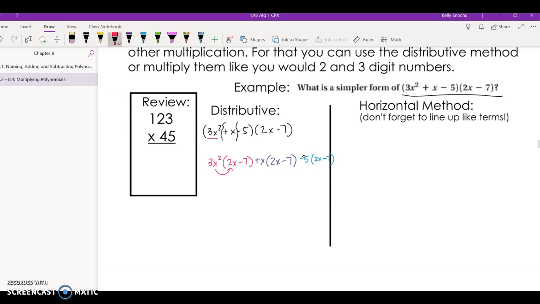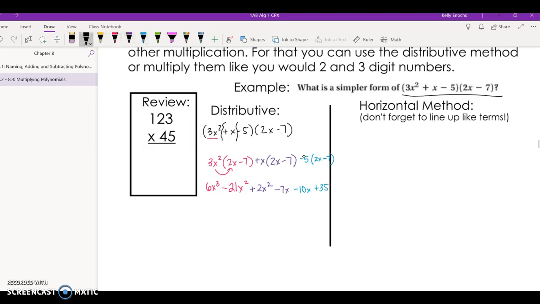So 3x squared times 2x would be 6x to the third. 3x squared times minus 7 would be negative 21x squared. x times 2x would be plus 2x squared. Look out for those like terms. And then x times negative 7 would be negative 7x. Negative 5 times 2x would be negative 10x, and negative 5 times negative 7 would be plus 35.